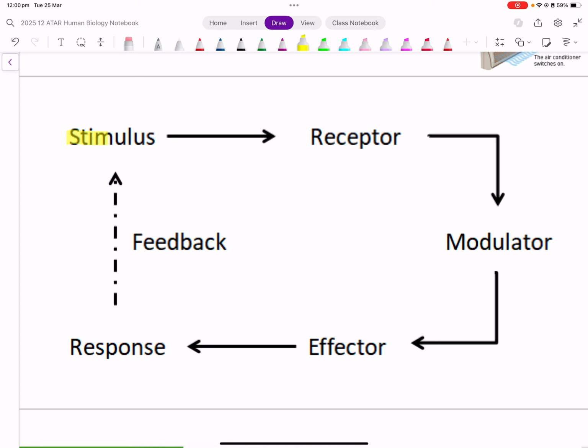So we have a few key things here. Number one, the stimulus. The stimulus is the change. Secondly, we have a receptor, the thing that detects the change. This gets funneled into a modulator, which interprets this information from the receptor and coordinates a response. The effector is the thing that initiates and acts upon the response. We have the response itself, before finally we have this process of feedback. And the feedback will always be, in the case of negative feedback anyway, the opposite of the stimulus.